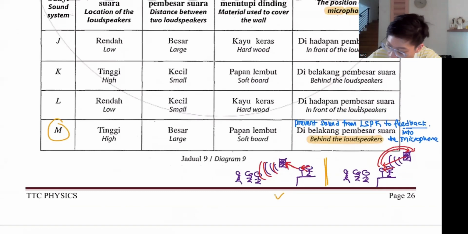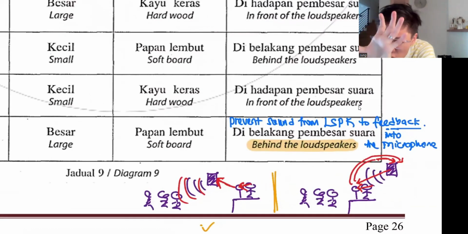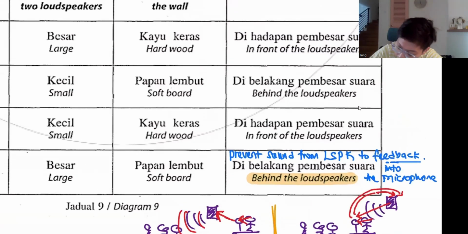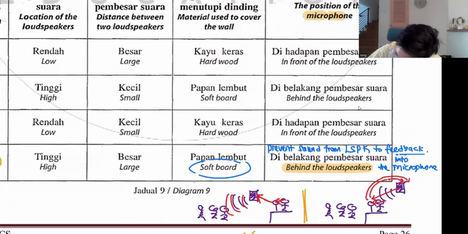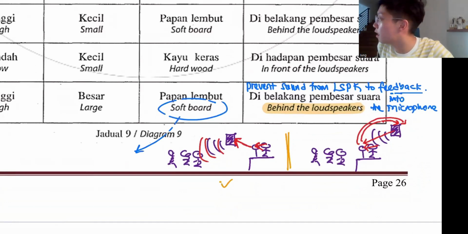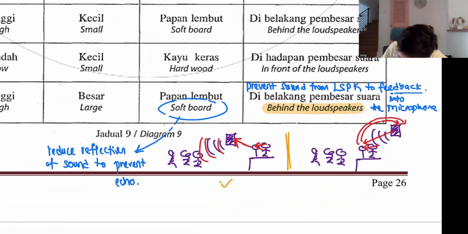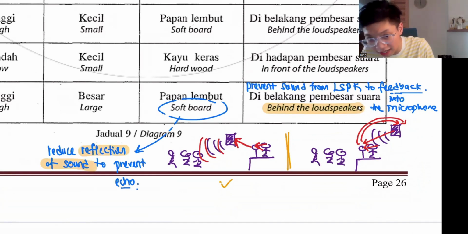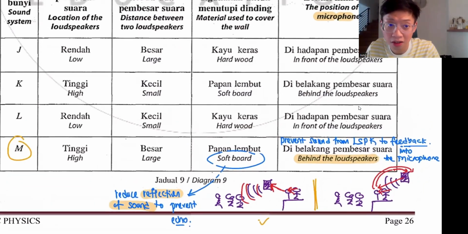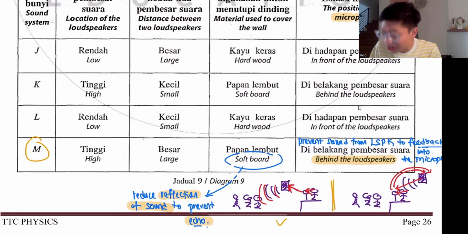Okay? All right. Now, this is not echo, even though people say there is echo. Echo is reflection. Why do you have to use softboard? Don't straight away say the surrounding must be soft to prevent echo. Cannot. You must say that you are trying to reduce the reflection of sound to prevent echo. Remember, when you write a physics answer, you must have physics terms like reflection of sound. If you just write echo, it's not enough.